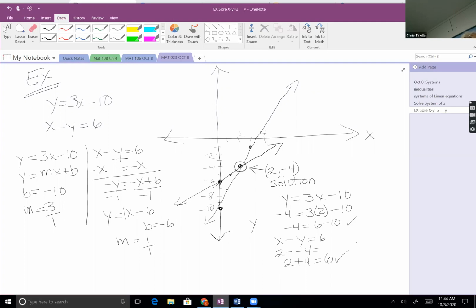This really isn't a lot different than what we've been doing, but for each problem, we just graph 2 lines and see where they cross.